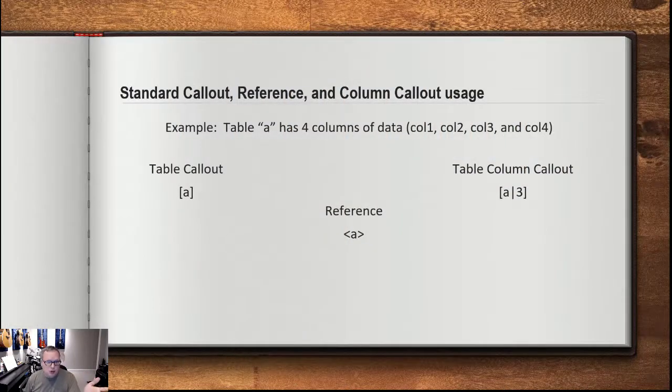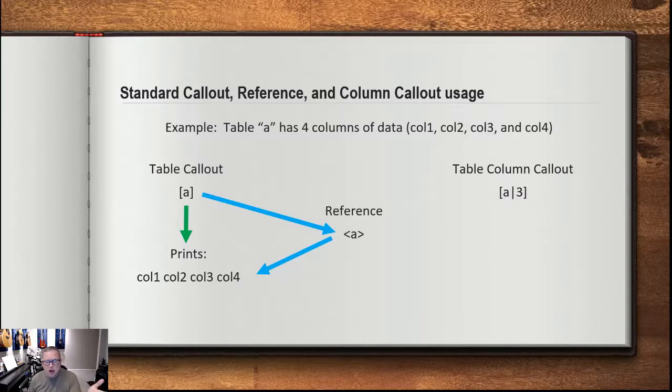You've got a table callout. So here we're using table A. It's got 4 columns. So just square brackets around your table name. Simple, easy to use. And you get everything that's in that table. If you had 4 columns, it'll give you all 4 columns in a row. You can reference that. I call these the alligator brackets. You can reference that with the table name in the alligator brackets, and you'll get everything that you got on your original callout.